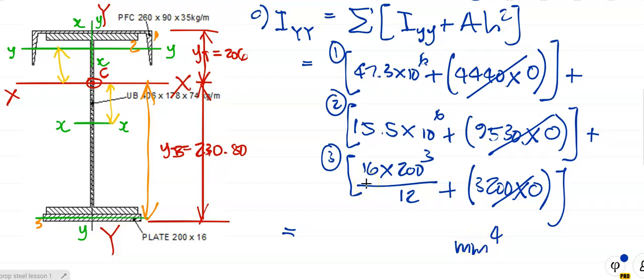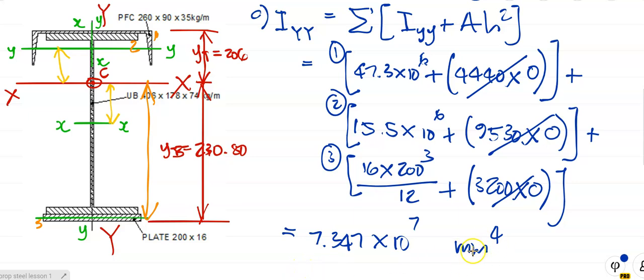Right, so work out the answers and see what you get, and check your answer against my answer. You should have gotten 7.347 times 10 to the power 7 millimeters to the fourth. That's what you should have gotten.